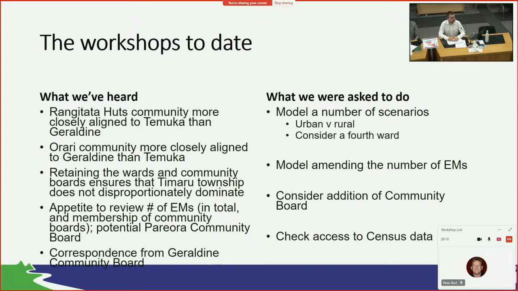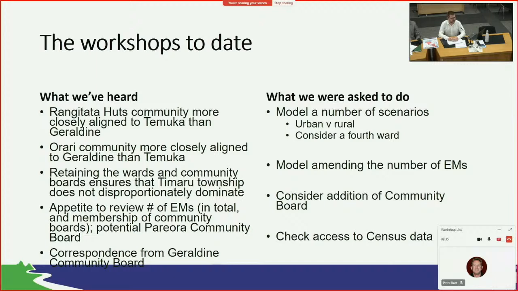We've heard some general discussion that retaining the wards and community boards ensures a sense of balance and doesn't allow Timaru Township to disproportionately dominate. And we've heard that there's a bit of an appetite to review the number of elected members in total, along with potentially looking at a peri or a community board.